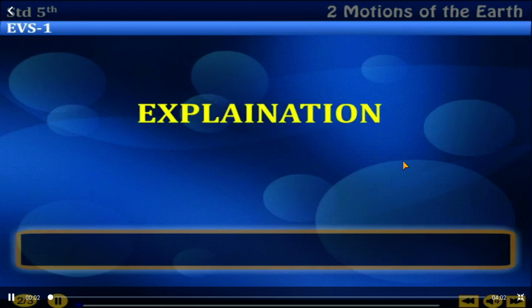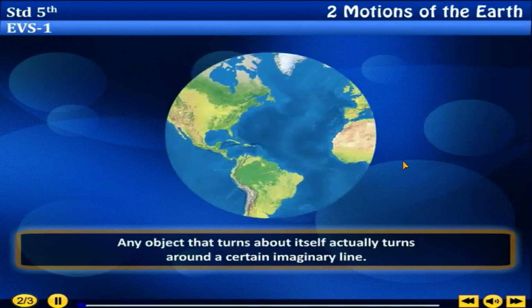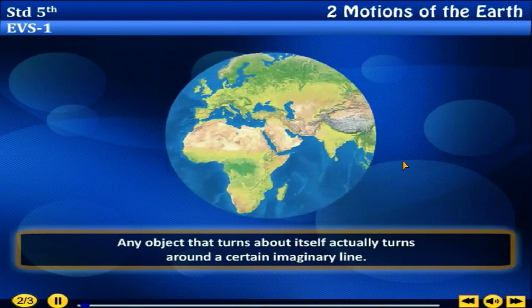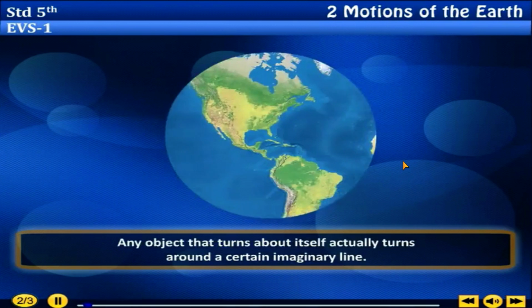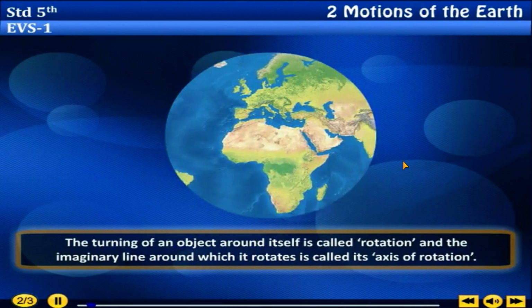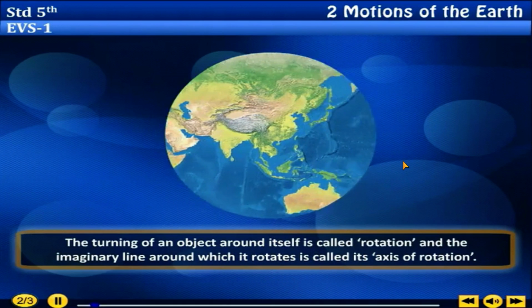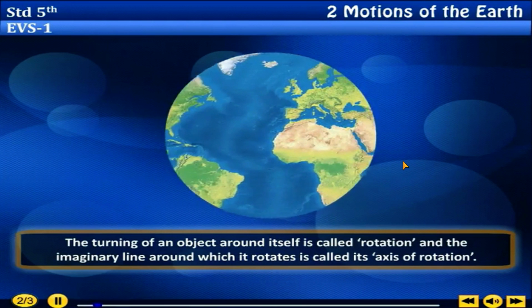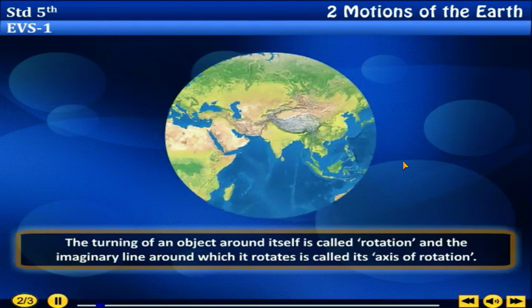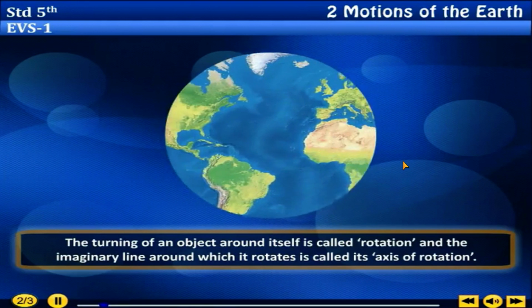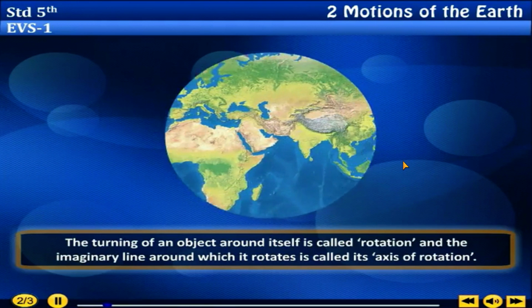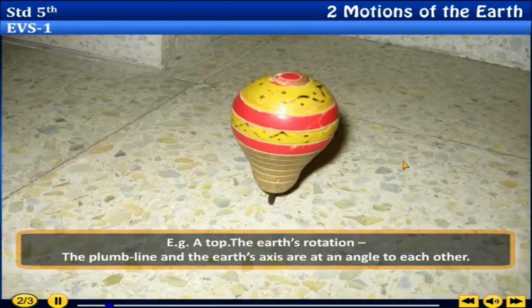More explanation. Any object that turns about itself actually turns around a certain imaginary line. The turning of an object around itself is called rotation, and the imaginary line around which it rotates is called its axis of rotation. Example, a top.